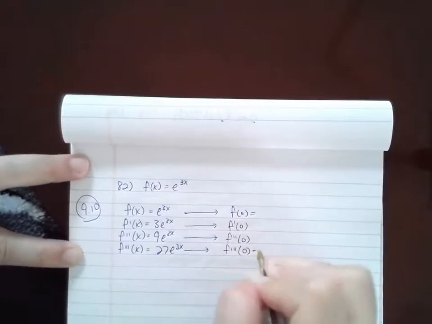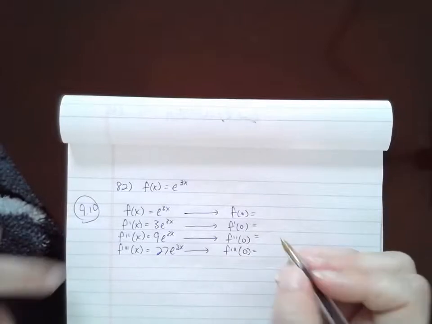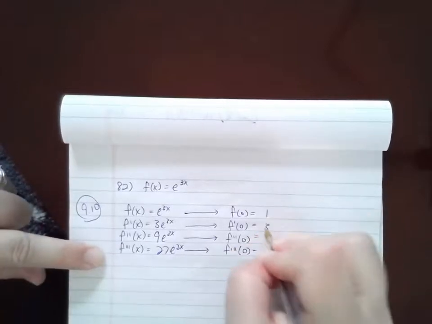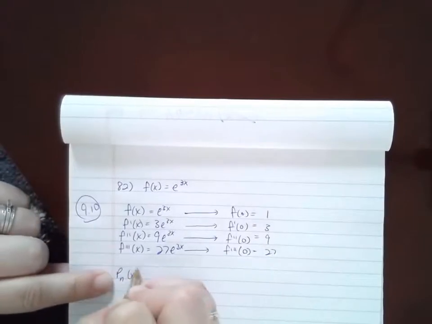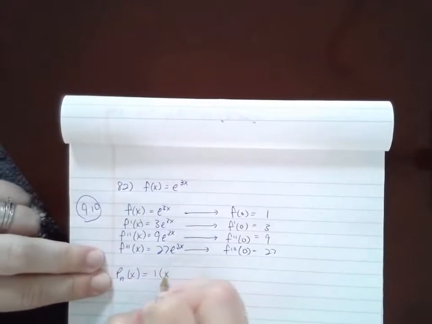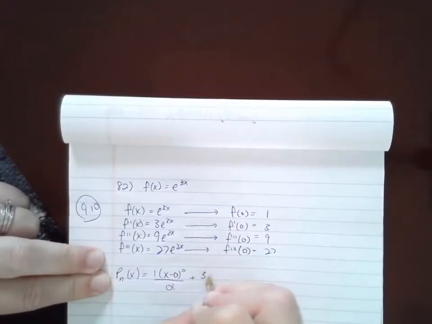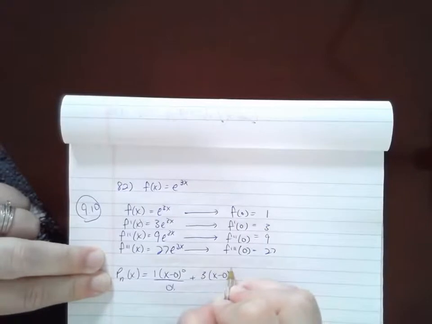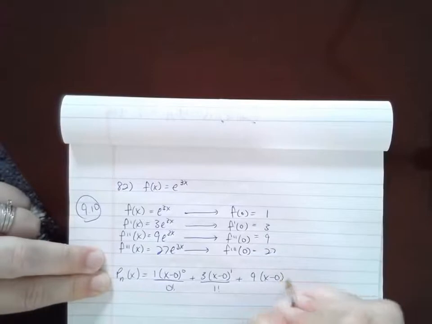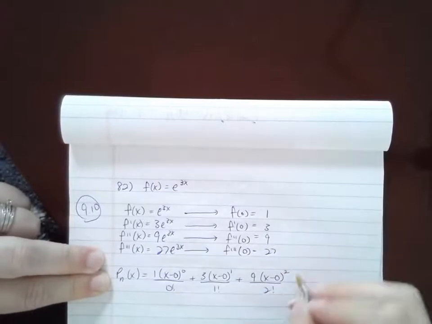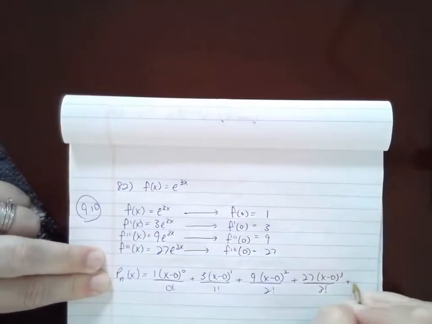And if I plug 0 into the exponent of e, it just turns e to that number into 1. So this is going to be 1, 3, 9, and 27. That gives me a Maclaurin polynomial of 1 times (x minus 0) to the 0 over 0 factorial, 3 times (x minus 0) to the 1 over 1 factorial, 9 times (x minus 0) to the 2 over 2 factorial, 27 (x minus 0) to the 3 over 3 factorial, and so on.